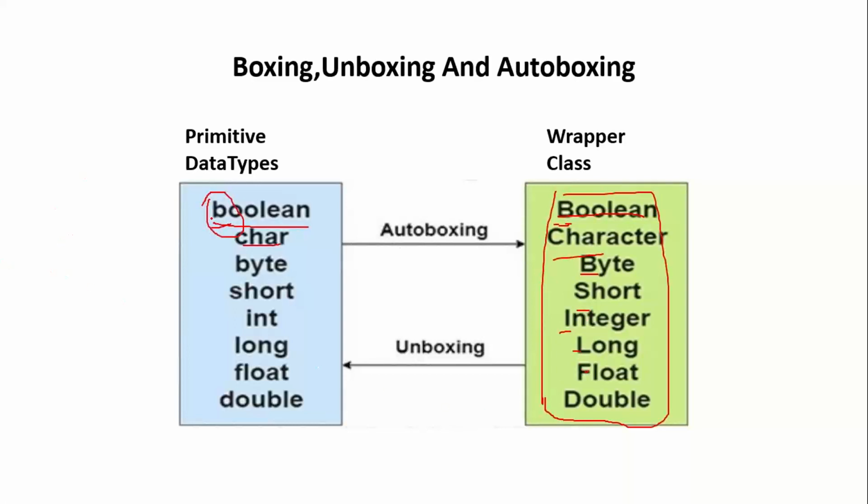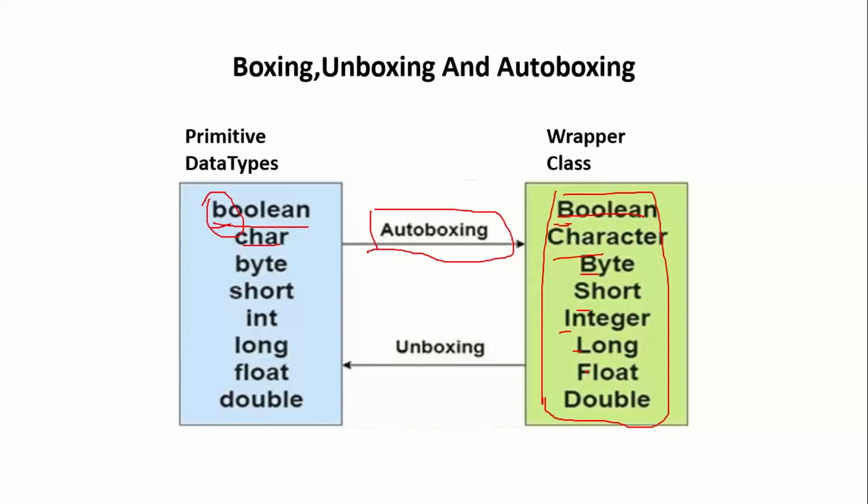So converting these primitive data types into wrapper classes is boxing or autoboxing. Why we call it autoboxing is that in the later versions of Java, after Java 5, this conversion, which had to be done explicitly by the programmer in earlier versions, no longer needed to be explicit. It was done automatically. So that is the reason it is called autoboxing.